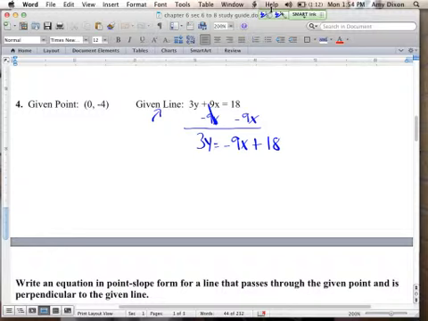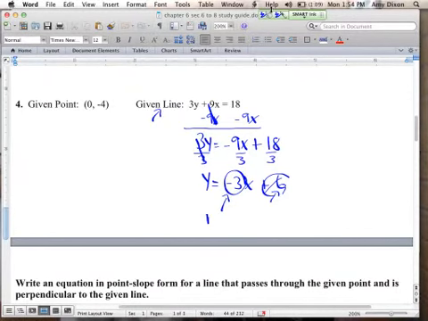And then the last step, we're going to divide everything by 3. So we get y equals negative 9 divided by 3 is negative 3, so we get negative 3x plus 18 divided by 3 is 6. And honestly, we don't even care about this number right here. We could care less what that number is. What we are really concerned about is this slope. Our slope is negative 3. That's what we're going to use in the writing of our equation.